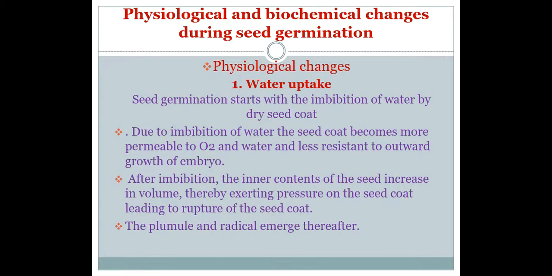Next are the changes during seed germination. The first one is physiological changes. The first is water uptake. Seed germination starts with the imbibition of water by the seed coat. Due to imbibition of water, the seed coat becomes more permeable to oxygen and water and less resistant to outward growth of the embryo. After imbibition, the inner content of the seed increases in volume, thereby exerting pressure. The plumule and radicle emerge thereafter.